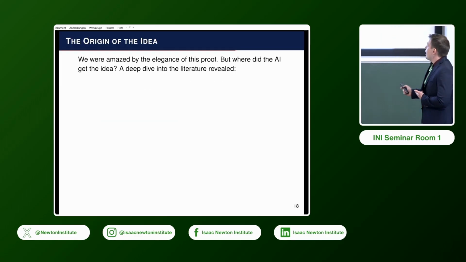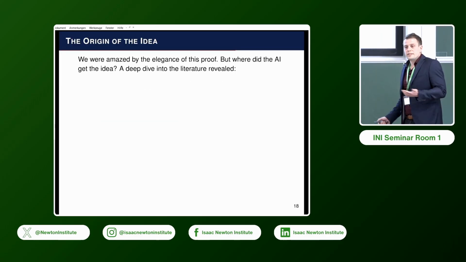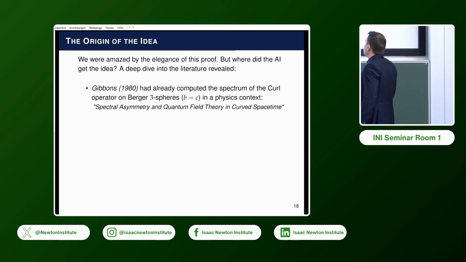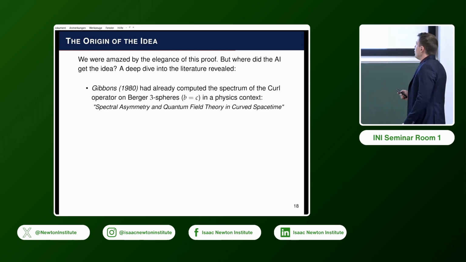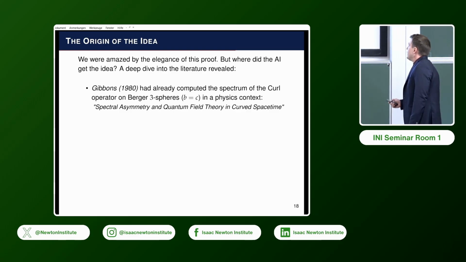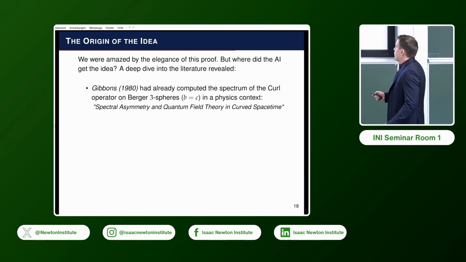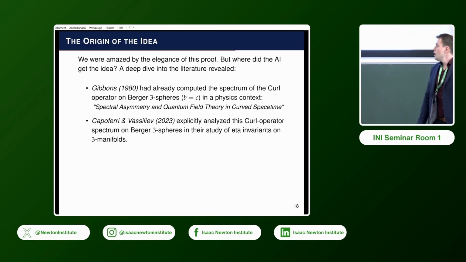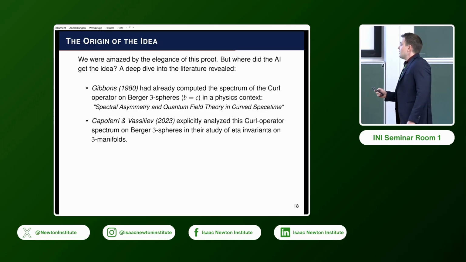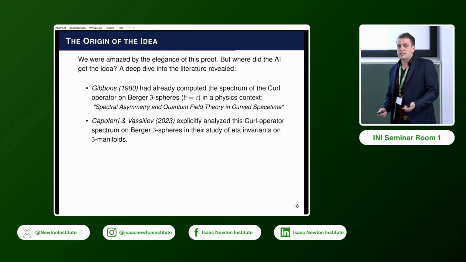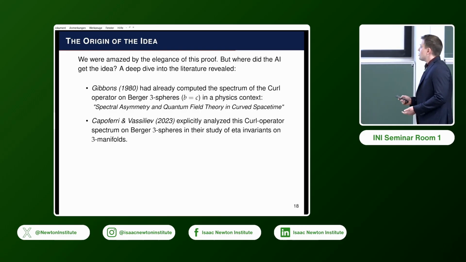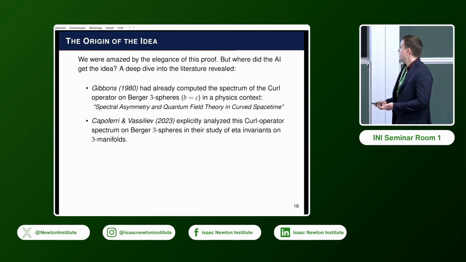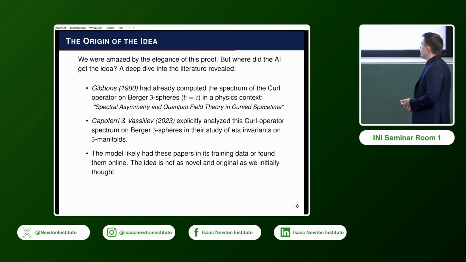So we did a deep dive into the literature, and apparently Gibbons in the 80s already computed the spectrum of the commutator on Berger's 3-spheres in a physics context. The physics paper is called spectral asymmetry and quantum field theory in curved space-time. Moreover, Capoferri and Vasiliev in 2023 explicitly analyzed this commutator spectrum on Berger's 3-spheres while they were studying eta invariance on 3-manifolds.